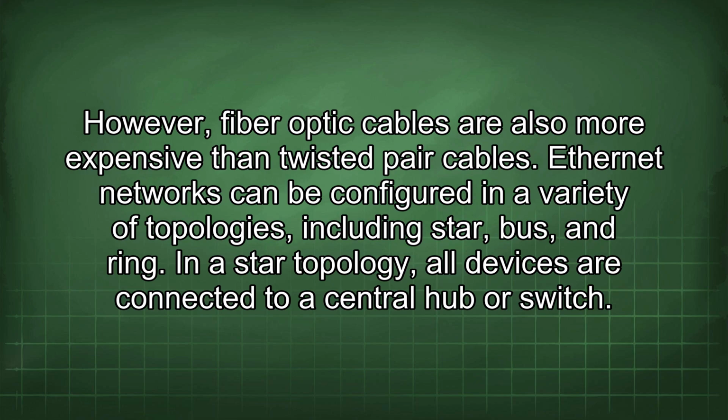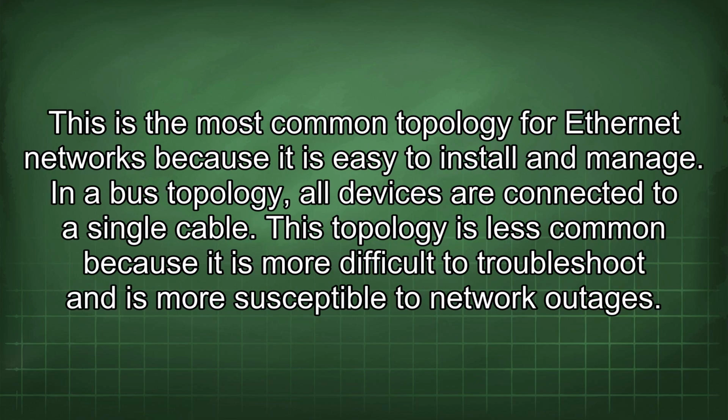Ethernet networks can be configured in a variety of topologies, including star, bus, and ring. In a star topology, all devices are connected to a central hub or switch. This is the most common topology for Ethernet networks because it is easy to install and manage.